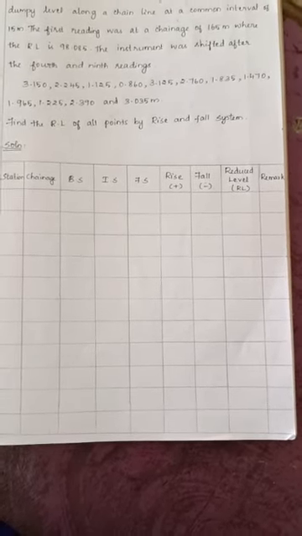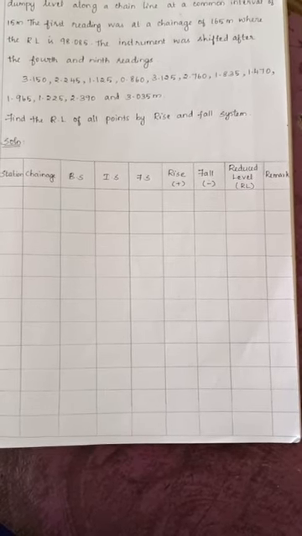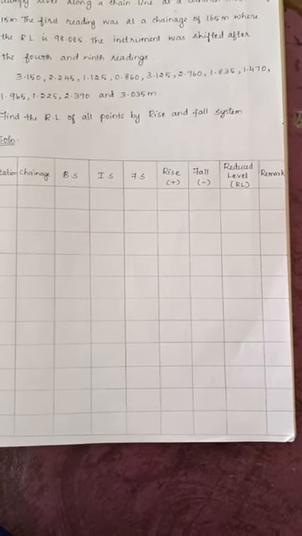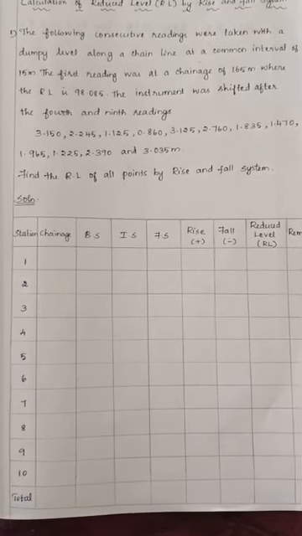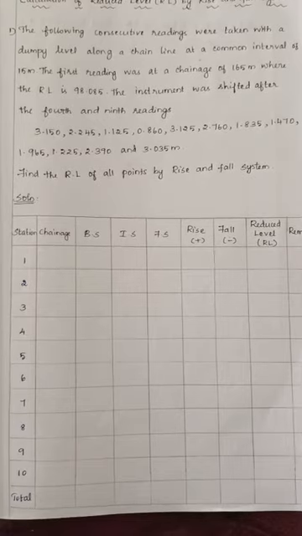As we all know, the booking was done by means of a tabular column. It includes station point, chainage, backsight, intermediate sight, foresight, rise, fall, reduced level and remark. First we have to fill the station point as 1, 2, 3, 4 up to 10.